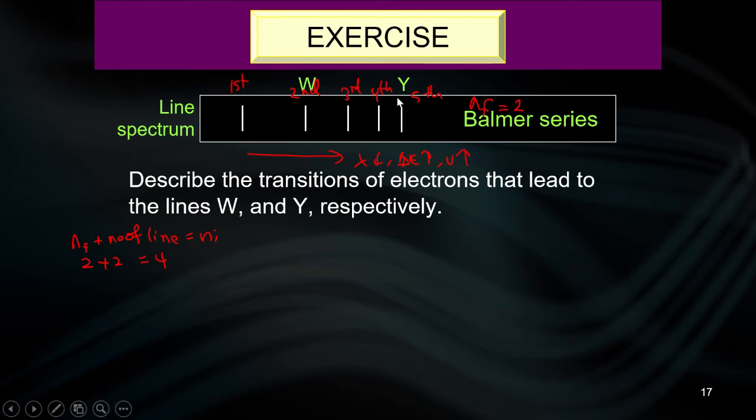Meanwhile, for Y, N final plus number of line equals N initial. So N final or the ground state is 2, plus 5 equals 7. That means line Y is formed when electron falls from N equals 7 to N equals 2.